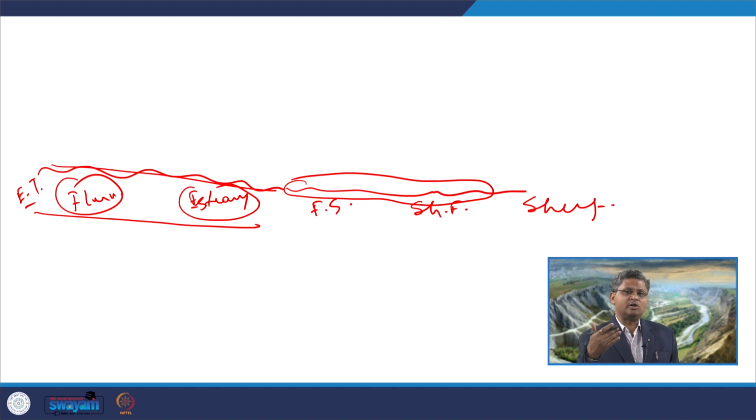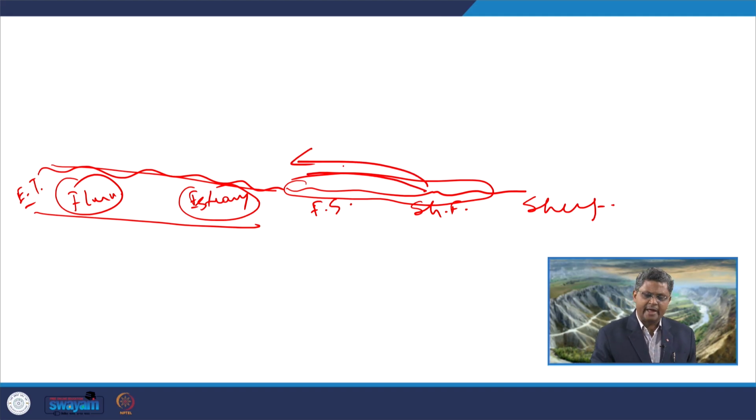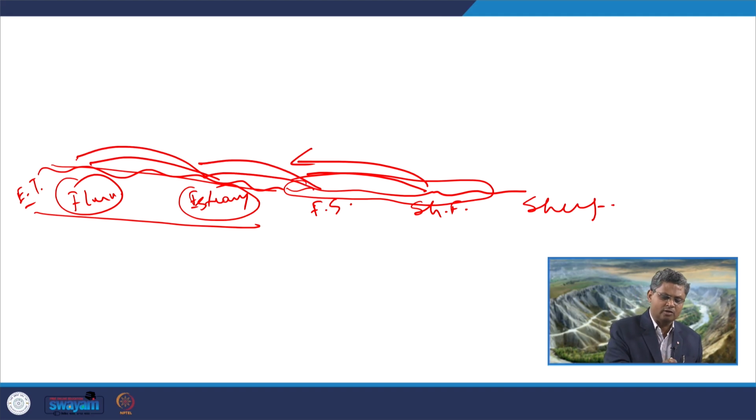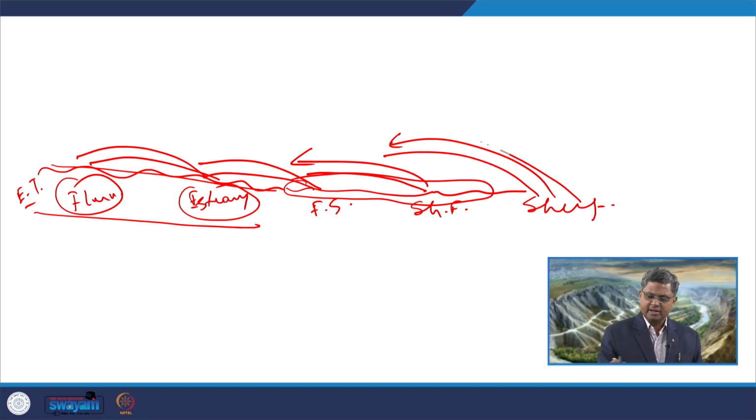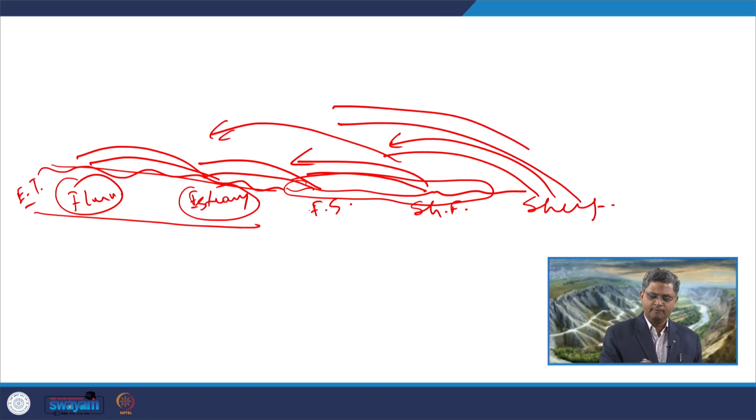the transgression of this entire system starts, and the shoreface will try to come over here, will onlap, foreshore will try to come over here on the estuary, estuary will try to come over here on the fluvial, and the shelf will try to come over here on the shoreface. When it continues further, shelf will further cover up, shoreface will come over the estuary, and the foreshore will come over the fluvial system.